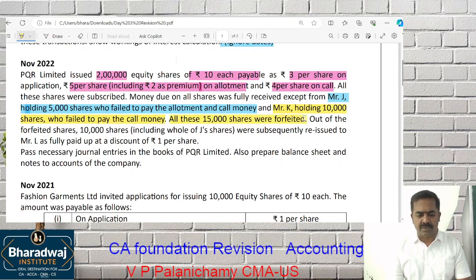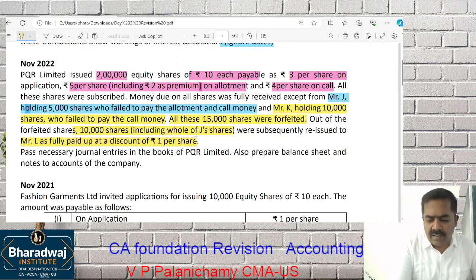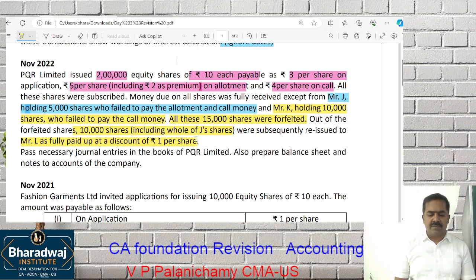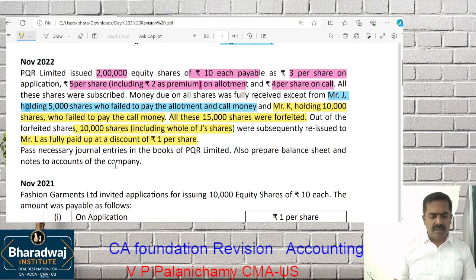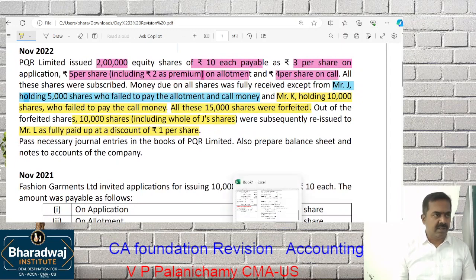Out of the forfeited shares, 10,000 shares, that is K's shares, are reissued. At a discount of how much? 1 rupee per share. So, two shareholders are not paying money. Who are not paying money? J and K are not paying money. 5,000, 10,000, 15,000. But when you reissue, we reissue only how many shares? This model question is very famous in the foundation exam. Partial reissue question.